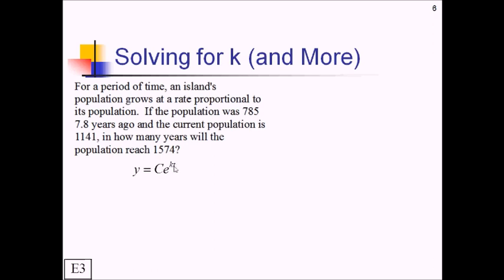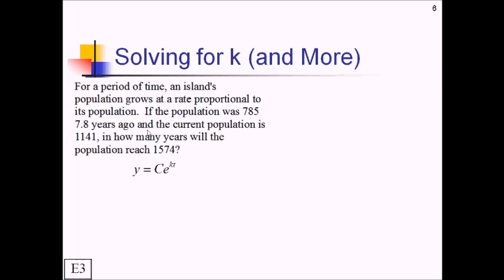But they didn't give us the k value, and we kind of need that if we're going to solve for t with all that other stuff. So in order to find that k value, we're actually going to use this other piece they gave us. They said the population was 785, 7.8 years ago. So they're giving us a value of the function at a certain time. We're going to use that along with this initial value to figure out k.